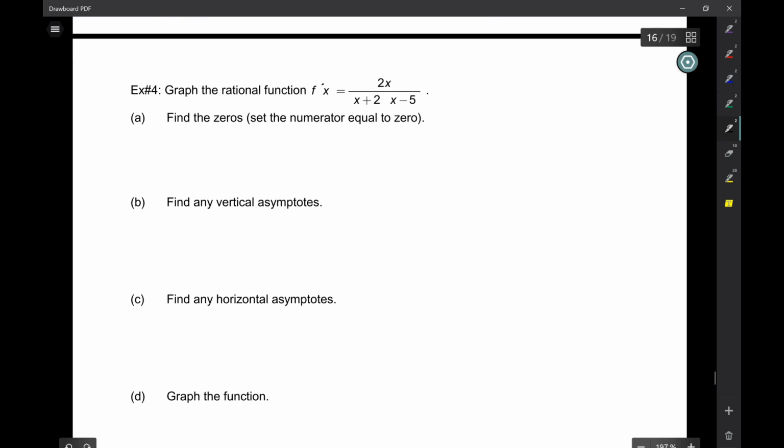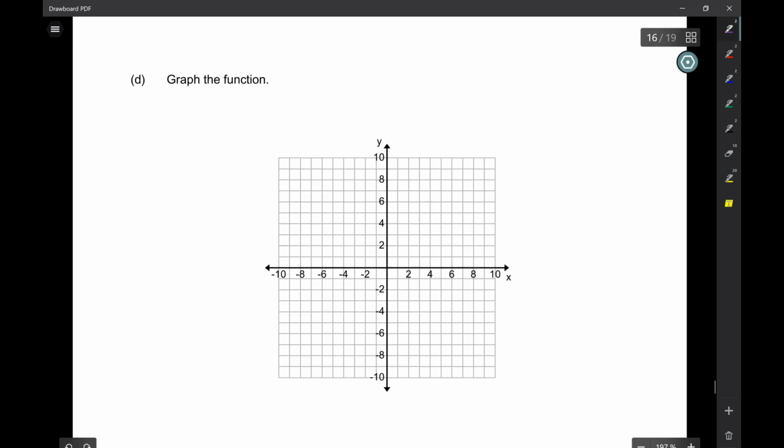Okay, this next one is already factored for you, which is good. One less step. So let's find the zeros again. That's just 2x equal to 0. Vertical asymptotes. Does anything from the denominator cancel? No. So both of those give us vertical asymptotes. Whoops, x minus 5 equals 0. So x equals 5, x equals negative 2. Let's just put those up here. So 0, 5, negative 2.